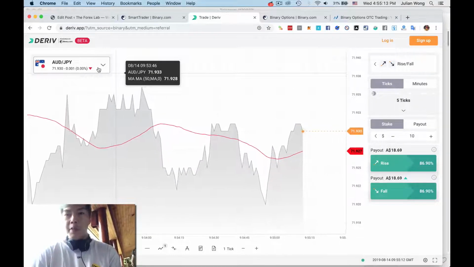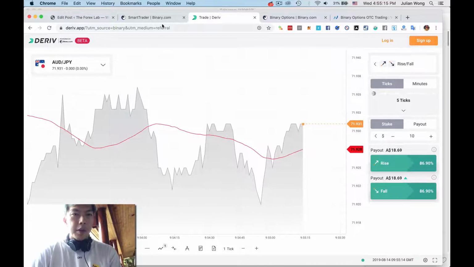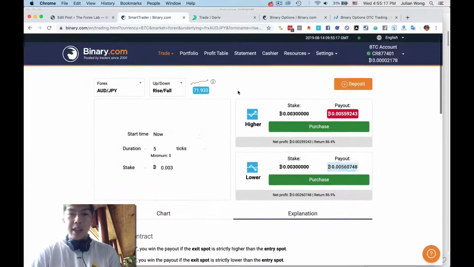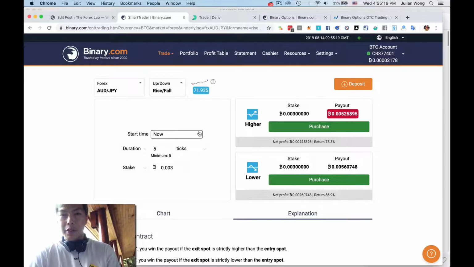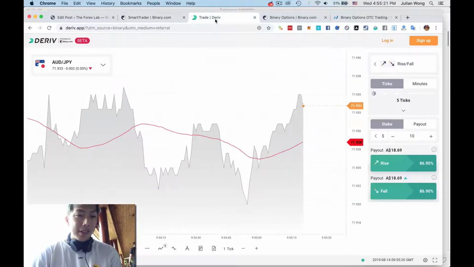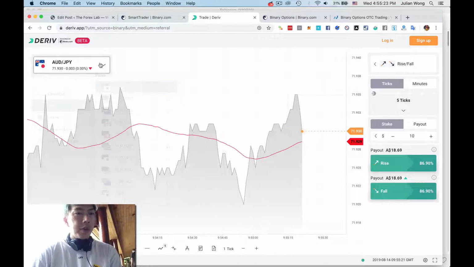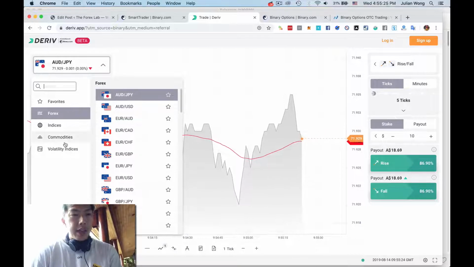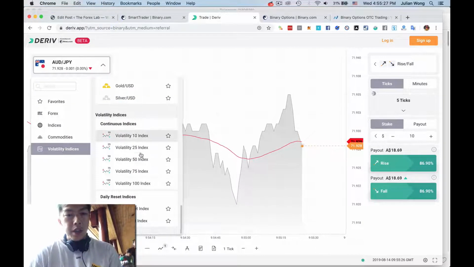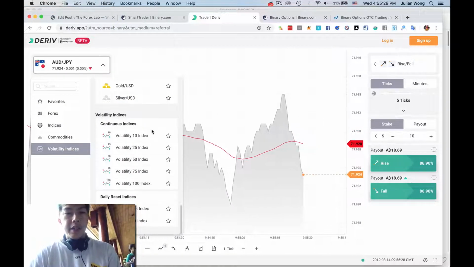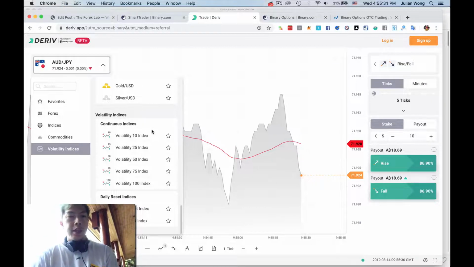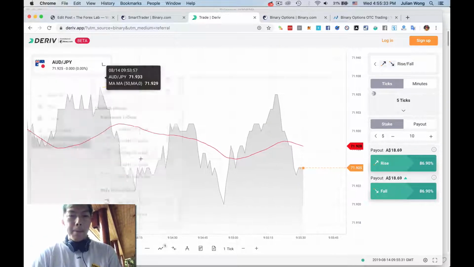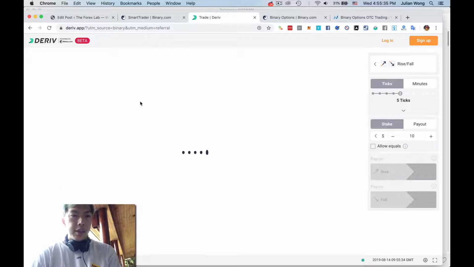So this is the Deriv platform. I know the old platform is disgusting and you can't do anything with it in my opinion, but with this it's a whole lot easier. What we're going to do over here is go here and click on volatility indices. There are different kinds of indices depending on what intensity you want to trade. I'm going to go for the middle of the road, so that's the 50.